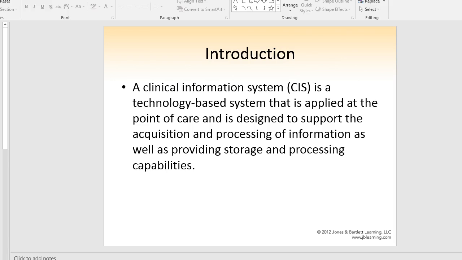All right, so as we talked about before, a clinical information system, CIS, is a technology-based system that is applied at the point of care and is designed to support the acquisition and processing of information, as well as providing storage and processing capabilities. So what does that mean, Denise?